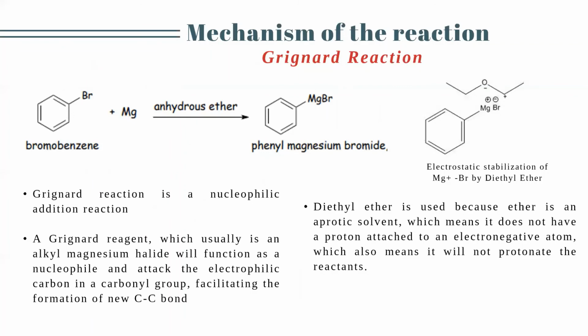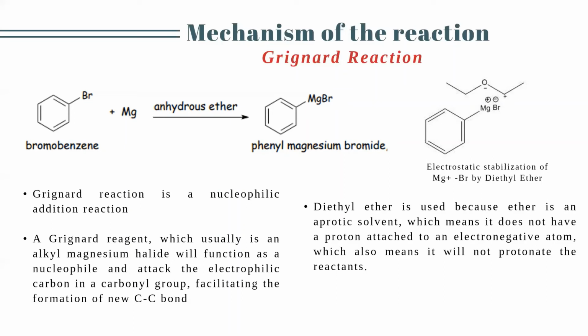So the synthesis of a Grignard reagent was required for the Grignard reaction of this experiment to occur. A Grignard reaction is a nucleophilic addition reaction. A Grignard reagent, which usually is an alkyl magnesium halide, will function as a nucleophile and attack the electrophilic carbon in a carbonyl group, facilitating the formation of a new carbon-carbon bond. Bromobenzene cannot undergo Grignard reaction on its own. It still needs magnesium to come in between the bromine and the carbanion.